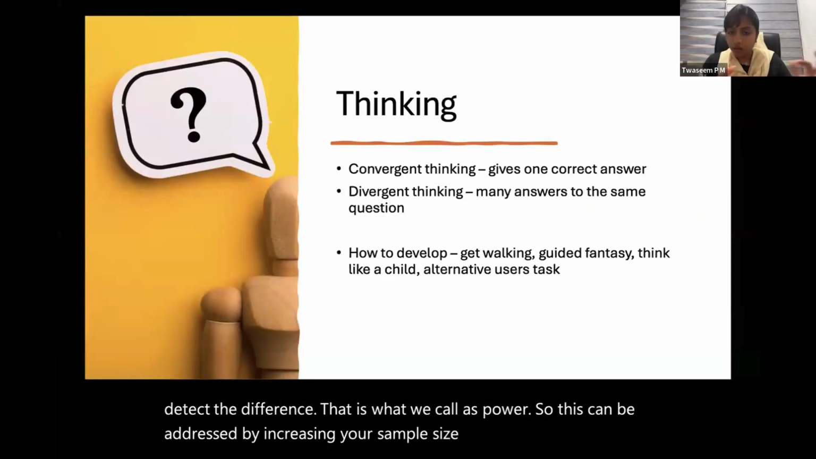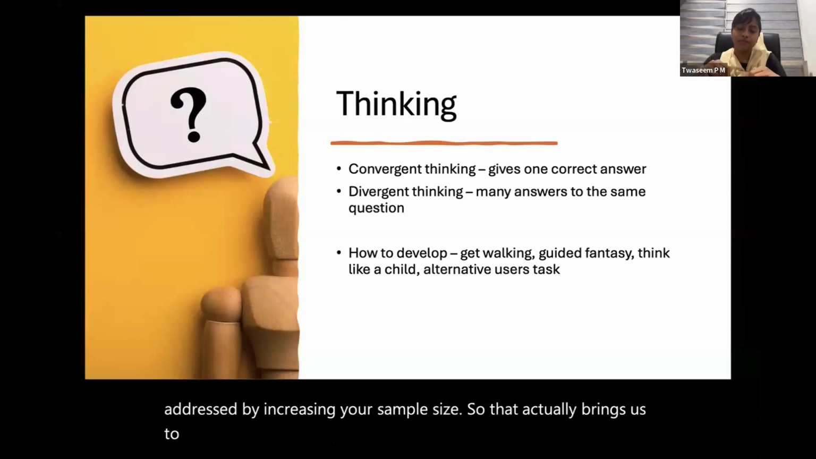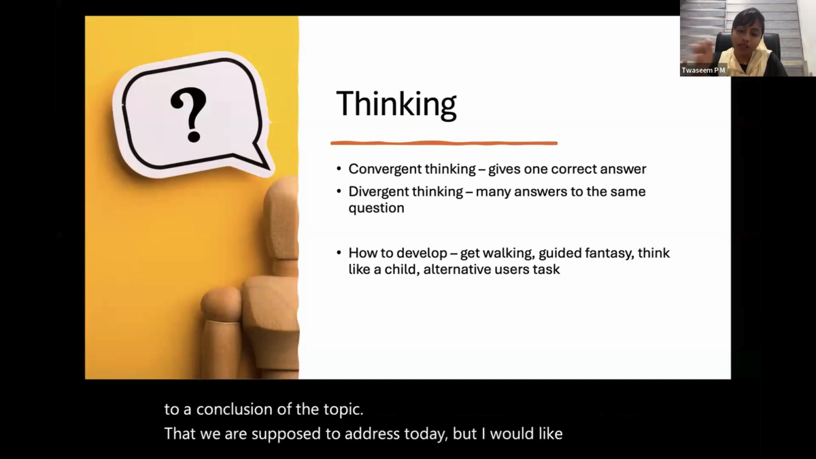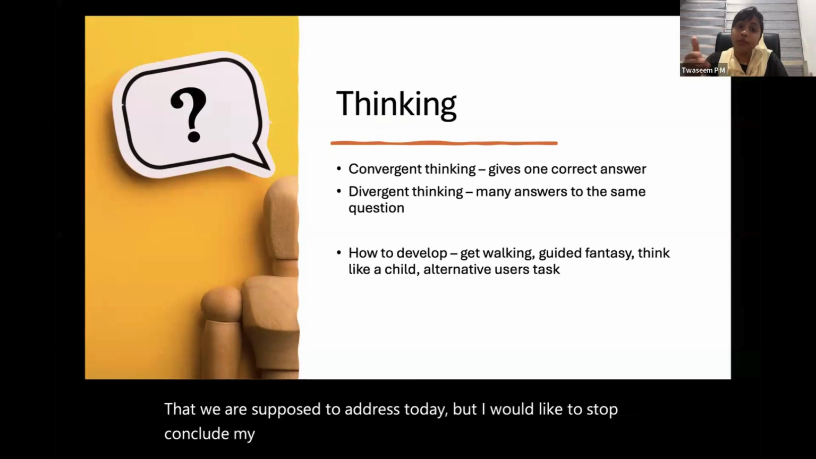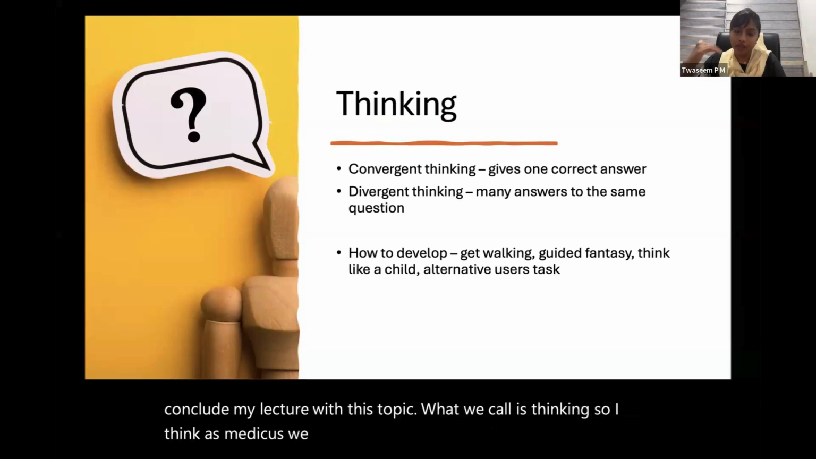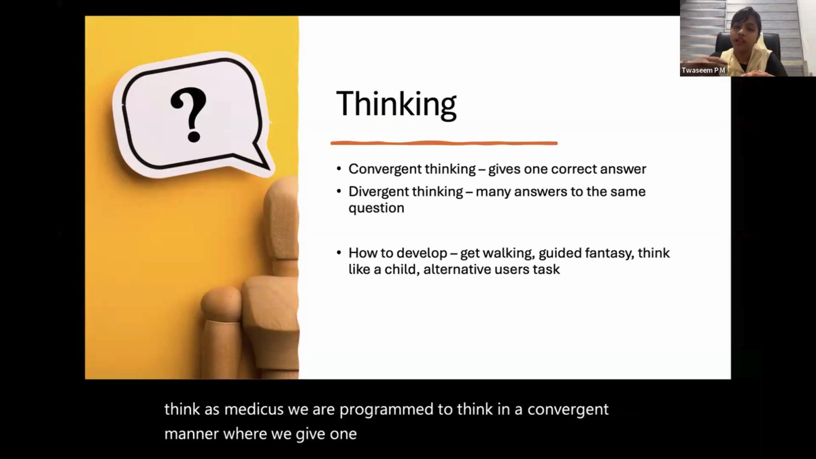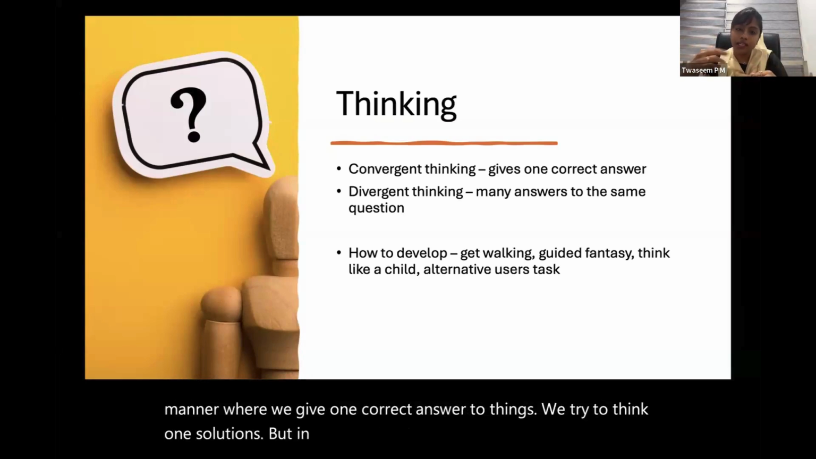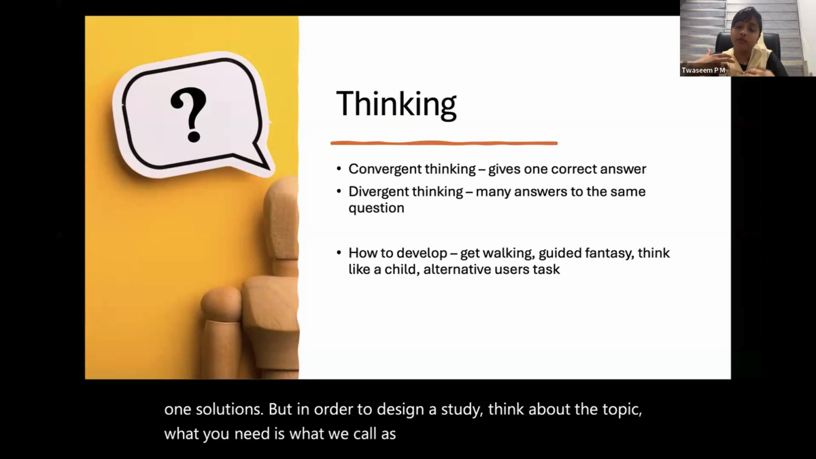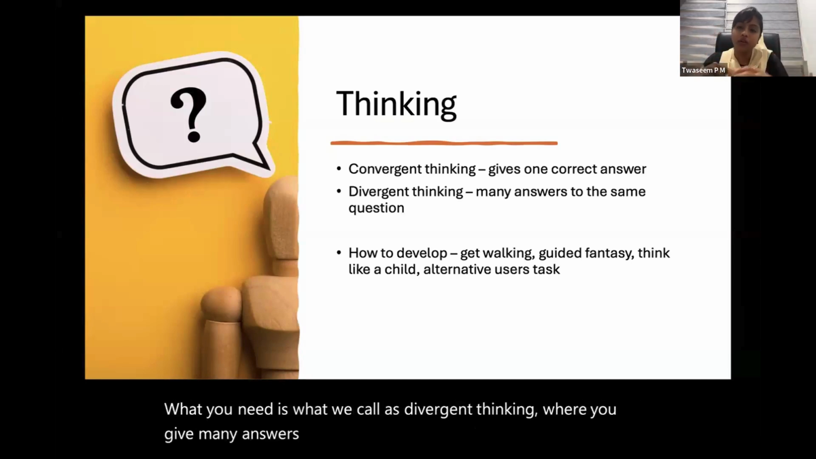So that actually brings us to a conclusion of the topic that we are supposed to address today. But I would like to conclude my lecture with this topic, what we call as thinking. So I think as medicals, we are programmed to think in a convergent manner, where we give one correct answer to things. We try to think of one solution. But in order to design a study, think about the topic, what you need is what we call divergent thinking, where you give many answers to a single question or many solutions to a single problem.